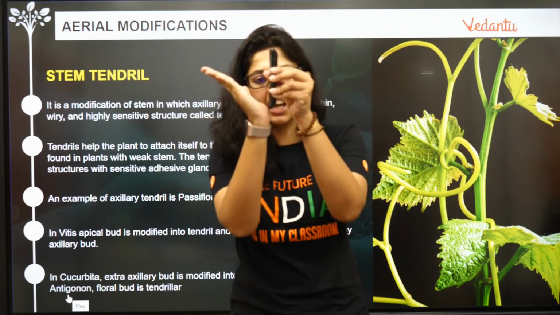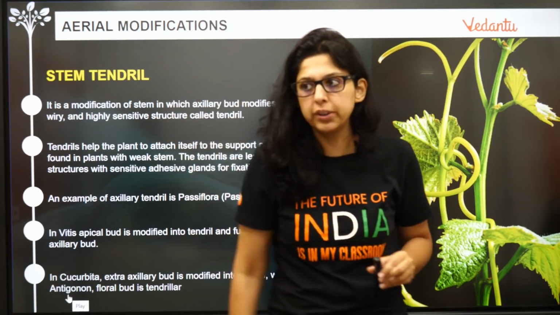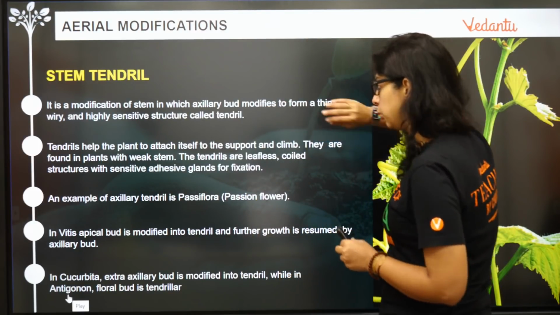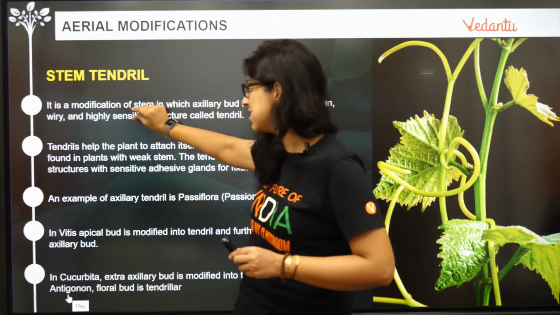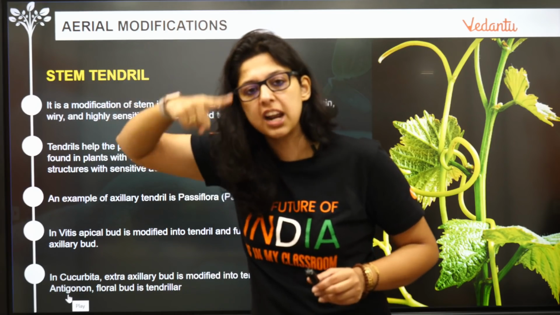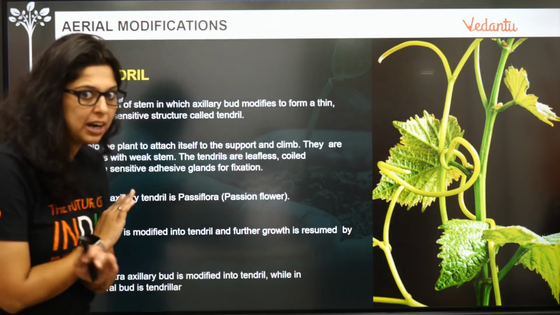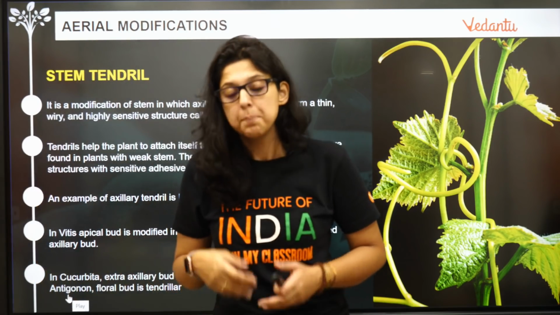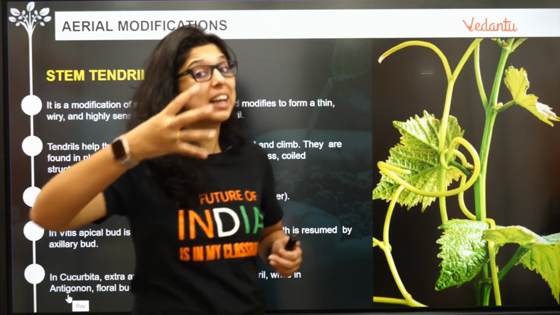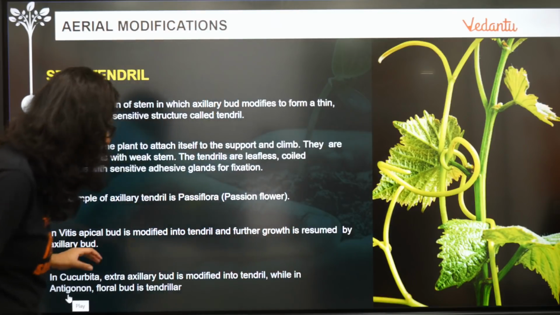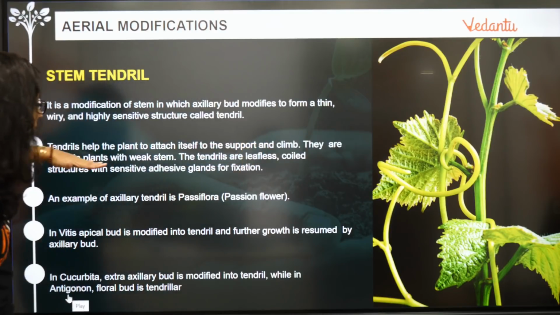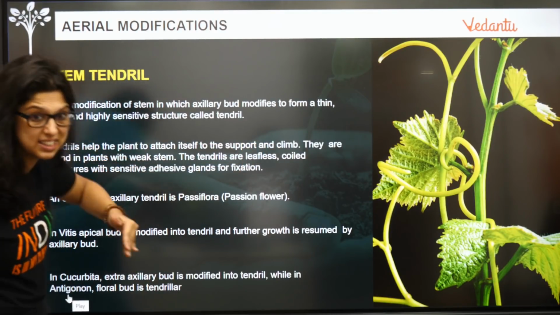Axillary bud, you know, is where the leaf comes out. I told you in the last class, it will take an axillary bud. From there, a very sensitive structure comes out, which is called a tendril. The tendril goes around the stem. Money plant does not have a tendril. Pisum sativum has a tendril. Tendril will cling on to something for support. It helps in attachment and in climbing.